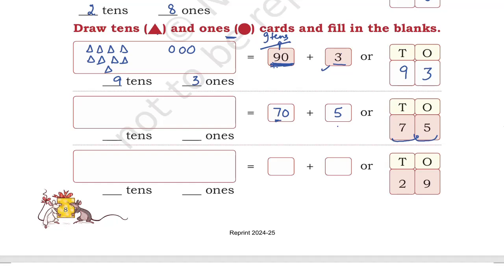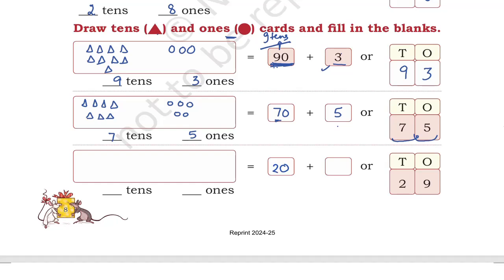So let's draw 7. 1, 2, 3, 4, 5, 6, 7. And how many ones? 1, 2, 3, 4, and 5. So we're saying 7 tens and 5 ones. That makes it 75. Coming to the next one, it is 29.